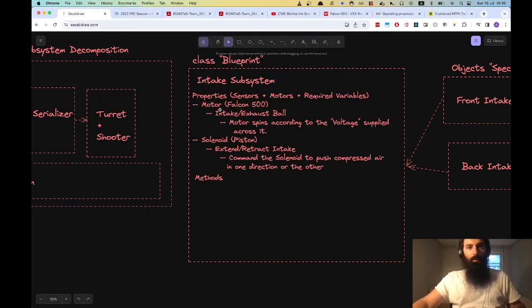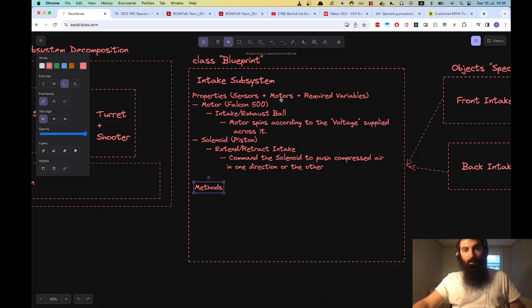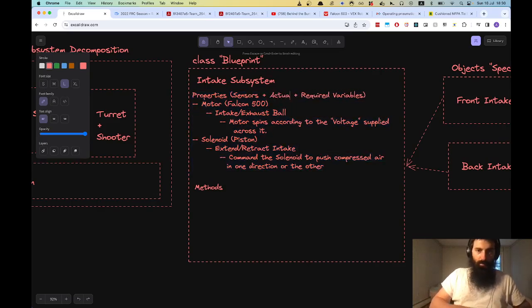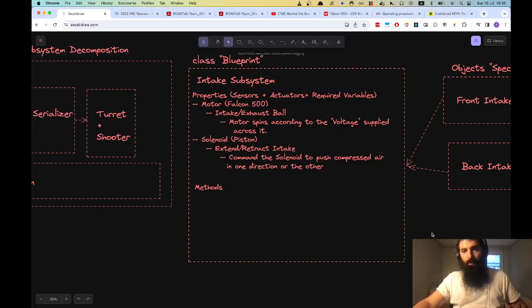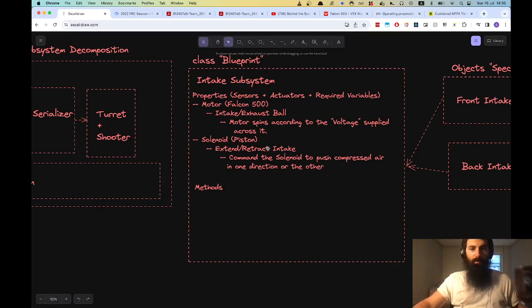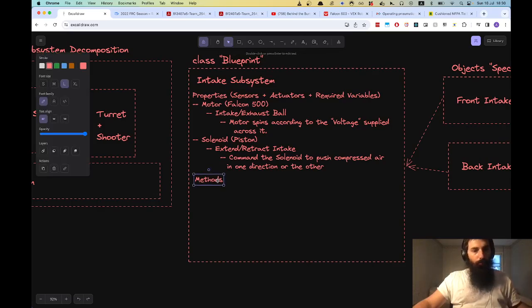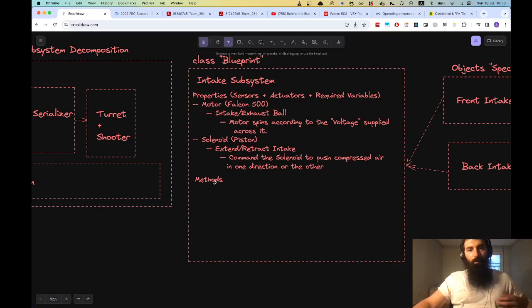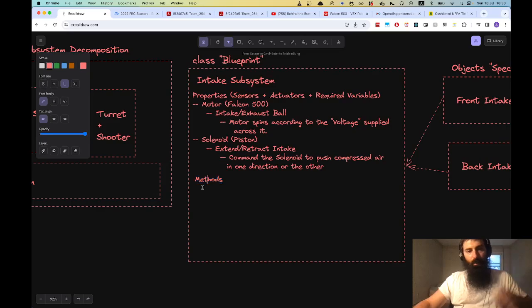Okay, so now that we understand the different sensors, I guess there's not really sensors on this, but the motors, or a better word for that is actuators, right? One example of an actuator is a motor, but also a solenoid or a piston is an actuator. Now we can take these internal properties, so we have two of them, and we can start to ask ourselves the question, what can we do with these internal actuators?